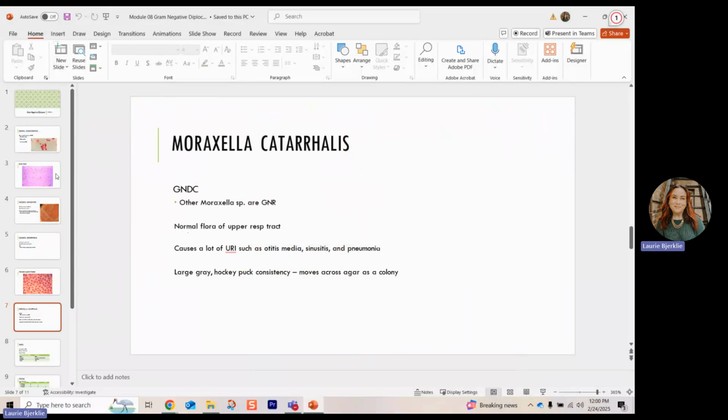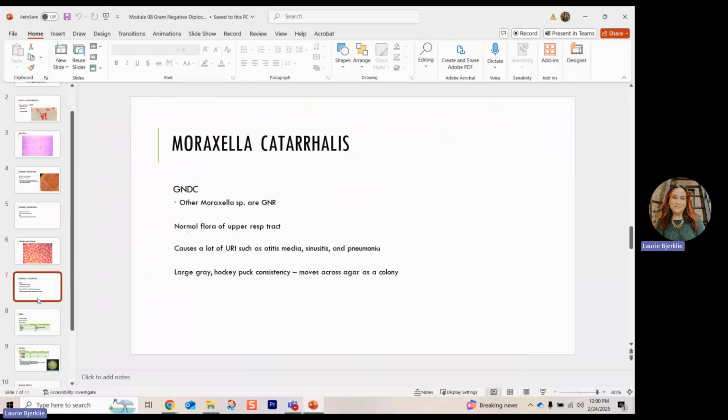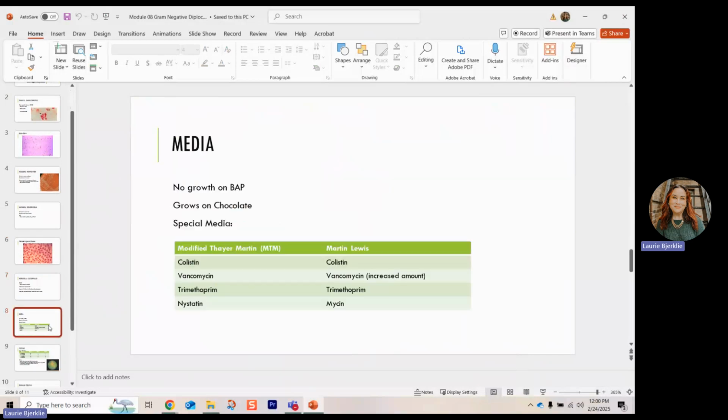The Neisserias, I didn't really mention their colony characteristics just because they're gray. They're not that exciting on agar, but all these are more fastidious organisms, and Neisserias especially are very fastidious organisms. So they are not going to grow on blood agar. They want to grow on chocolate, because chocolate is our agar that will grow fastidious organisms. We also have a couple extra specialized media to grow, especially for the Neisserias.